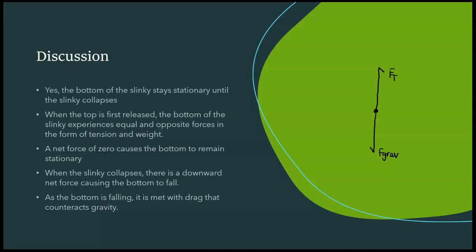When considering the bottom, yes, the bottom of the slinky stays stationary until the slinky collapses. When the top is first released, the bottom of the slinky experiences equal and opposite forces in the form of tension and weight. Here's the free body diagram where tension faces up and gravity points down. A net force of 0 causes the bottom to remain stationary. However, when the slinky collapses, there is a net force downward, causing the slinky to fall. As the bottom is falling, it is met with drag that counteracts the gravitational force.